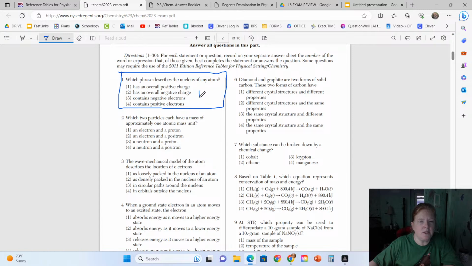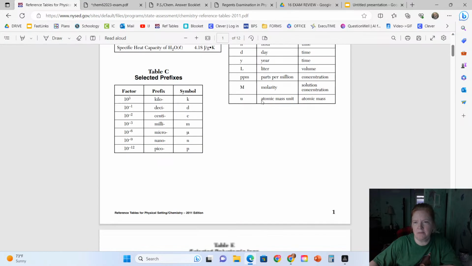For example, this first question, a pretty popular question: the phrase that describes the nucleus of an atom. Inside the nucleus, we have two particles, protons and neutrons. Protons have positive charge, neutrons have no charge. So that means the nucleus would always be positive. How positive? Well, let's look at the reference table.